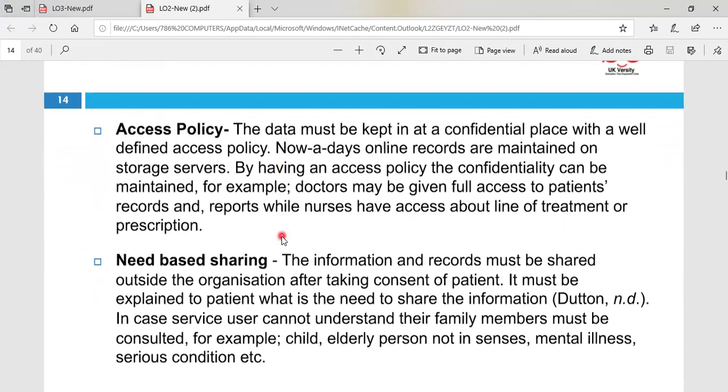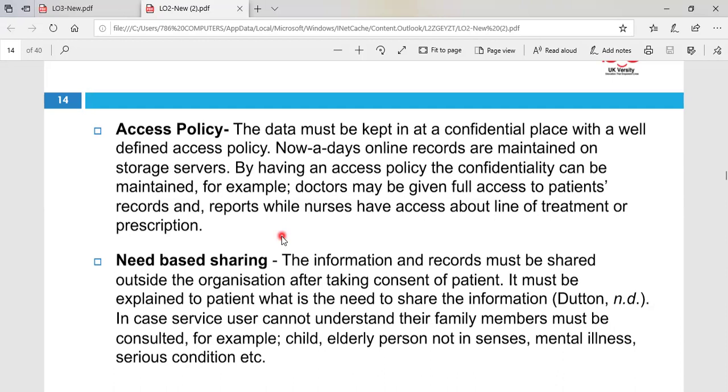Access policy is very important. You need to have an access policy in place within your care setting, in which it should be specified who can access certain information. For instance, nurses have access to what treatment would be followed, whereas doctors have full access to the patient's records, and all that information doesn't have to go to the nurses. So what level each person in the team can access certain information is very important.